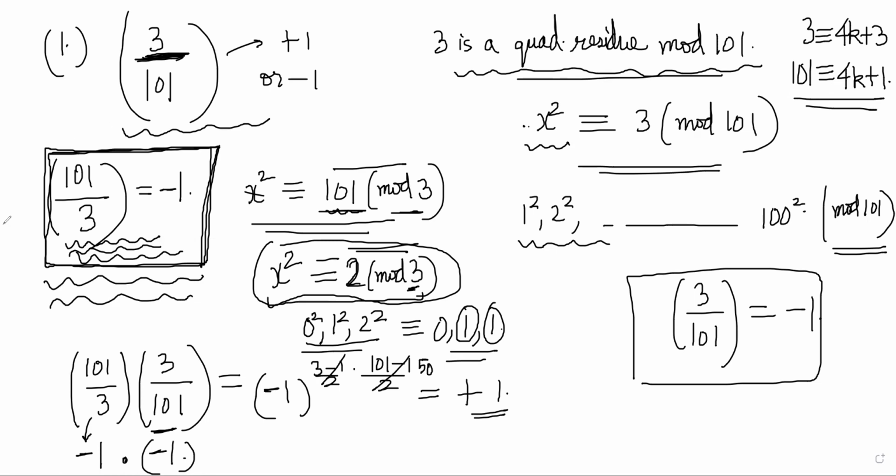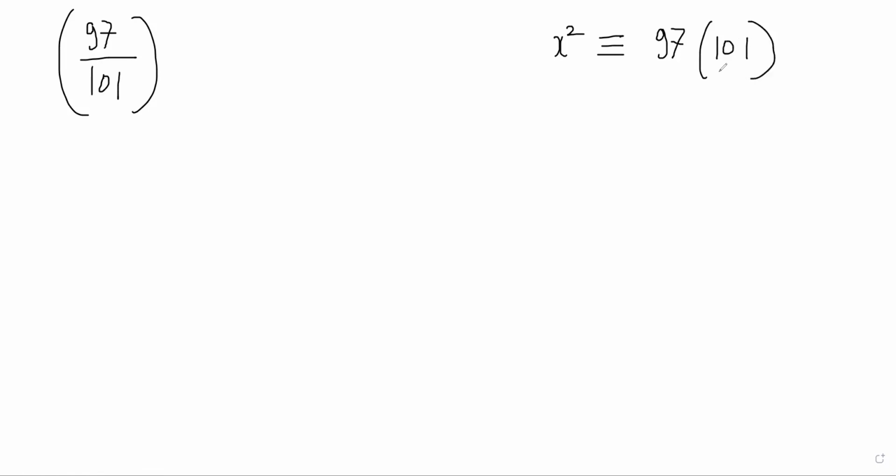Let's do another example. Let's try to find out 97 over 101, right? So we are checking whether x square is congruent to 97 mod 101, right? Now, again, a direct calculation will be annoying. So we'll try to do the opposite.